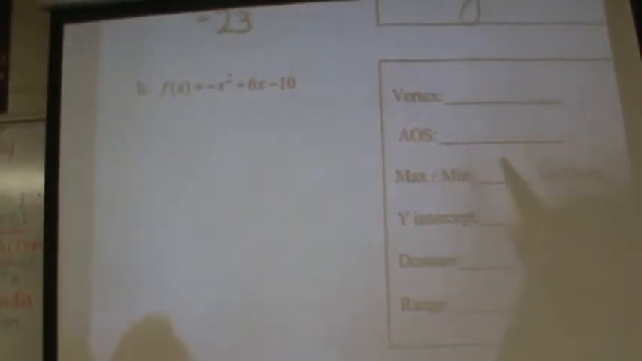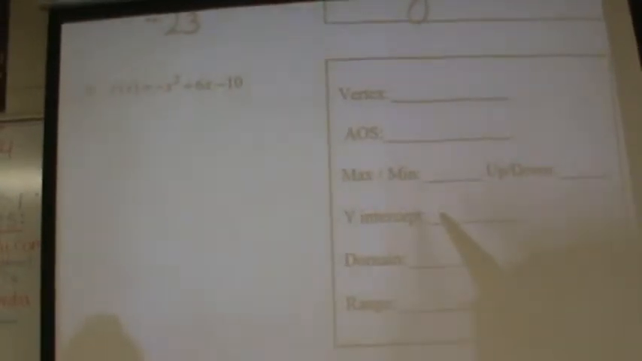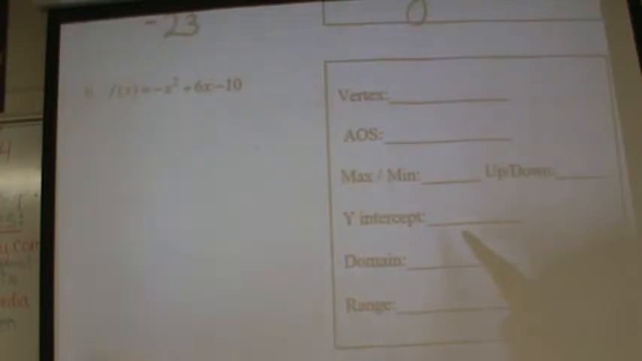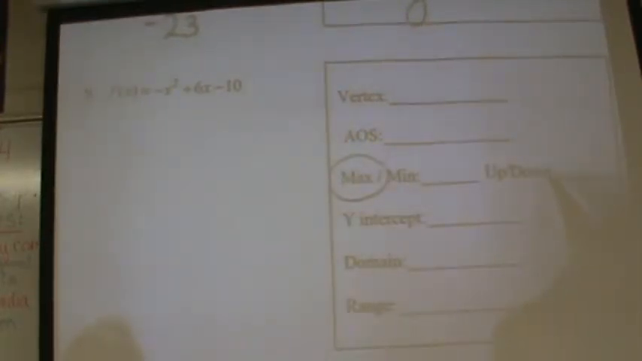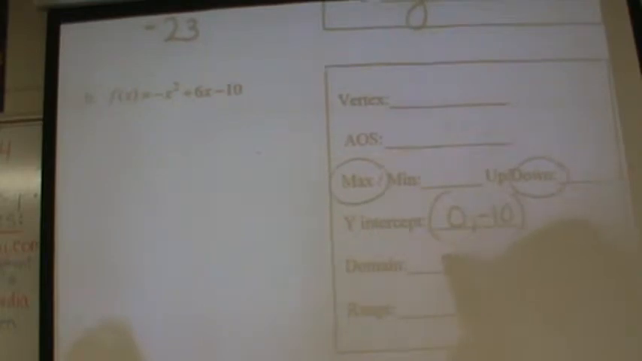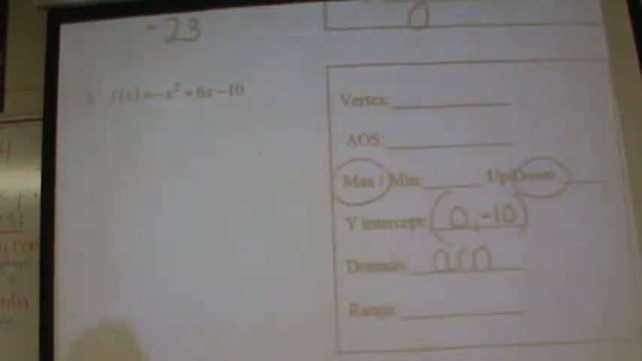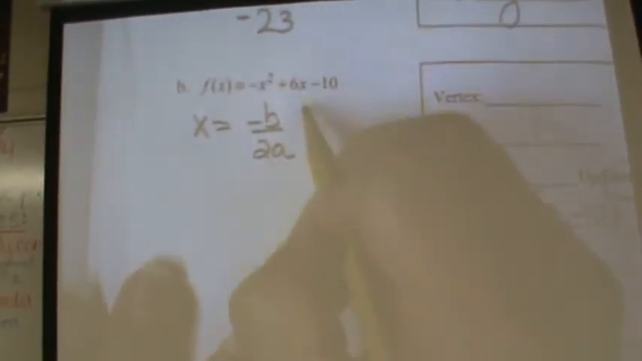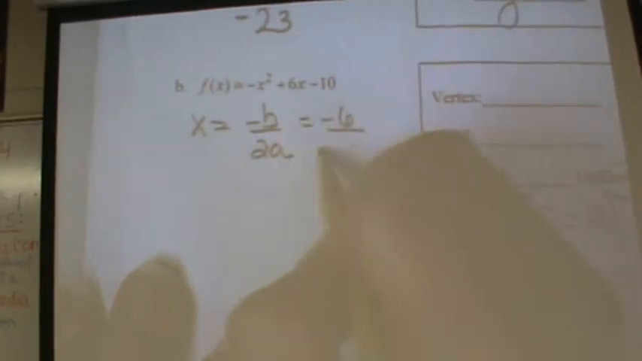Okay, so out of these items, what do we know? Help me out. Max or min, up, down, y-intercept, give me those. Max. It's maxed, down. Y-intercept, negative 10. What's the domain? All real numbers. Okay, how do you find the vertex? Negative b over 2a. Well, b is 6, so it's negative 6 over 2 times negative 1.